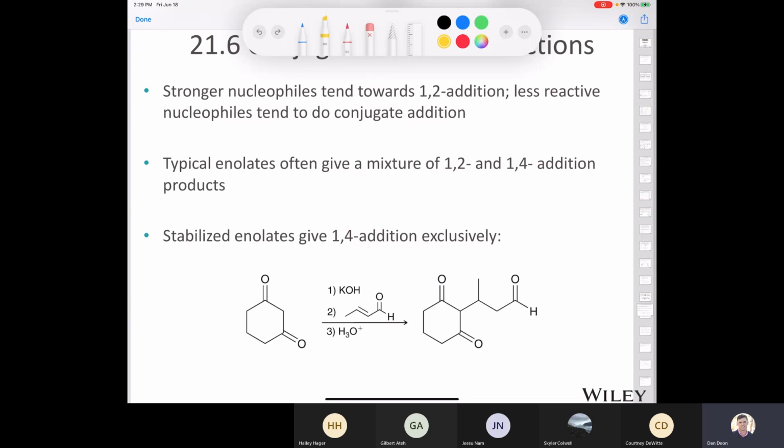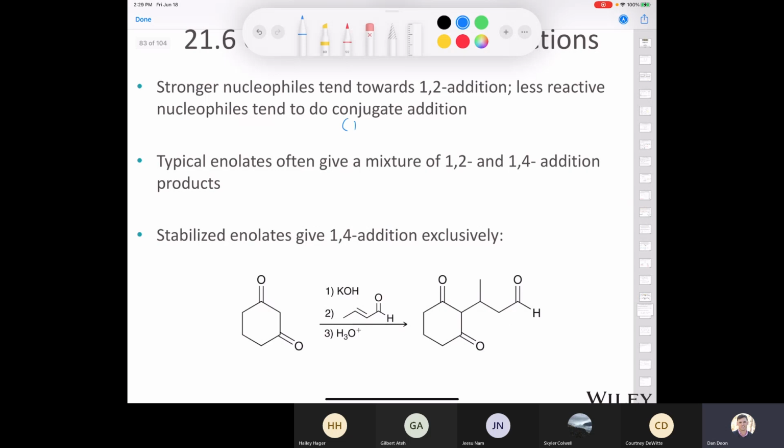So a stronger nucleophile tends towards 1,2 addition, attacking the carbonyl carbon, whereas less reactive nucleophiles, and if you're wondering, how do I know if it's less reactive? We're going to talk about that. If you have a less reactive nucleophile, it tends to do conjugate addition or 1,4 addition.